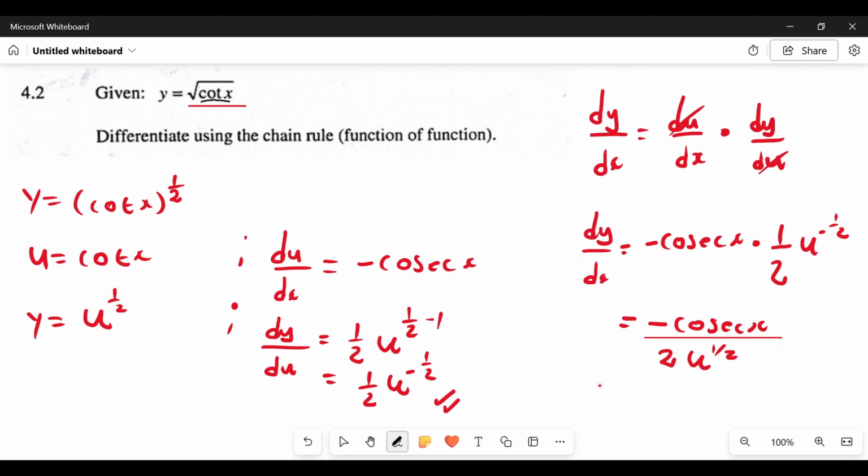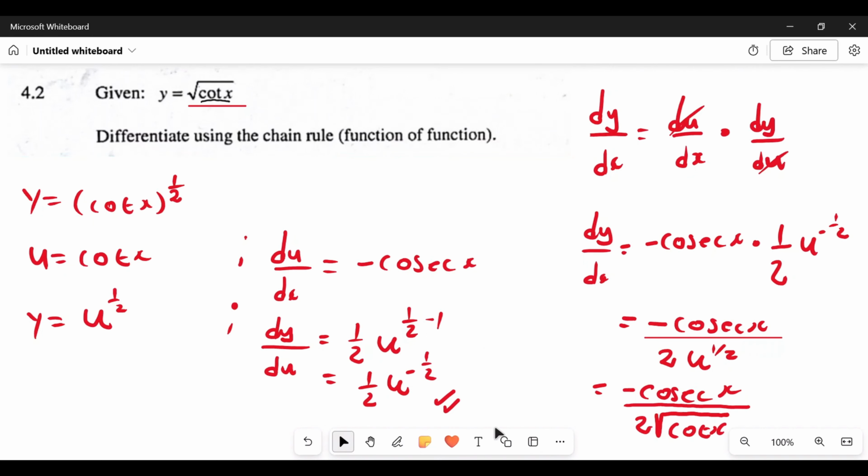We need to first substitute this u to its original. Remember, u is cot, so we need to substitute that u. So we're going to write negative cosec x divided by 2. Instead of writing the power of half, we're going to put this inside the square root. And then instead of writing u, we're going to write cot x. There we go. So here's our answer here.